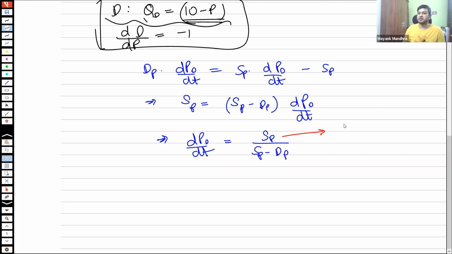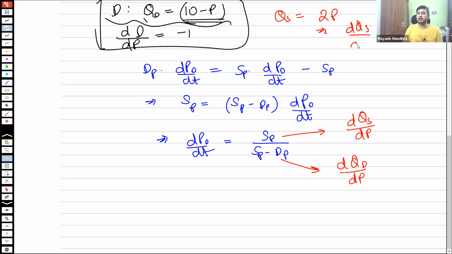Where this SP thing is basically differentiation of quantity supplied with respect to price, and this DP thing is differentiation of quantity demanded with respect to price. Okay, so let's say your quantity demanded function is this. Let's say your quantity supplied function is equal to 2P. This implies that dQs by dP will be equal to 2.